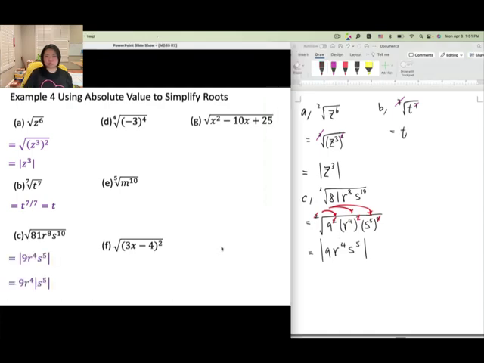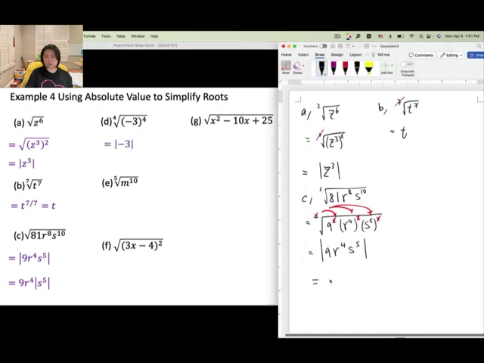Okay, they went one more step here because the 9 is a positive already. I could take it outside. And r to the power of 4th is gonna be positive as well. And then s to the power of 5th, I have to put the absolute value. For me, it doesn't matter. You could keep this one as a final answer as well. Okay, or doesn't matter. Both of them are good.